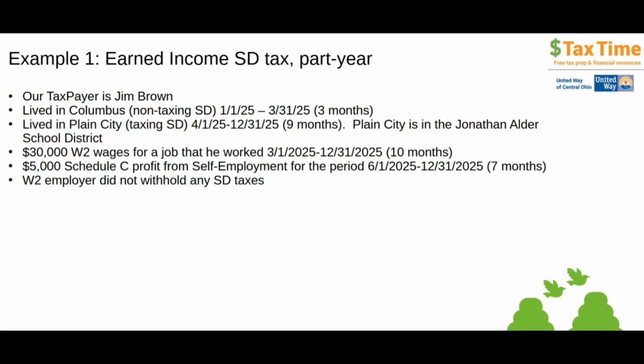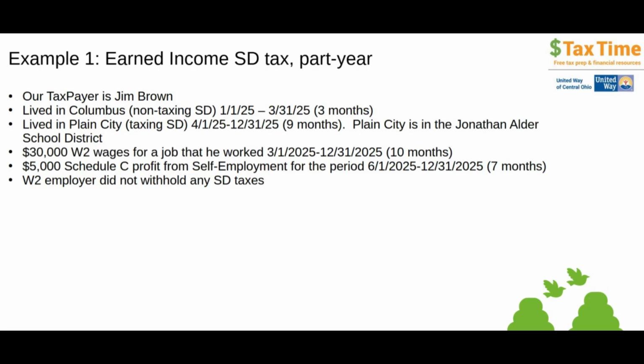Let's consider the following example. Our taxpayer is Jim Brown. He lived in Columbus, which is a non-taxing school district, for the first 3 months of the year. He then moved to Plain City, which is a taxing school district. It's the Jonathan Alder School District. He lived there for the remaining 9 months of the year. He earned $30,000 with a W-2 job that he worked for 10 months from March through the end of the year.